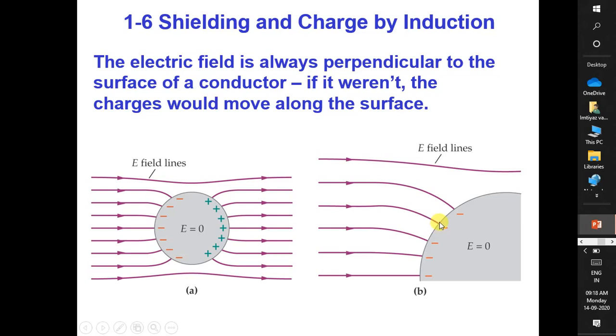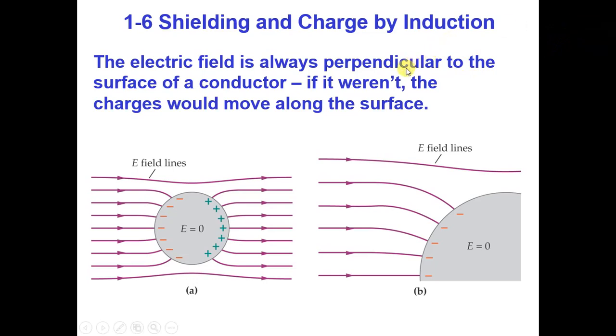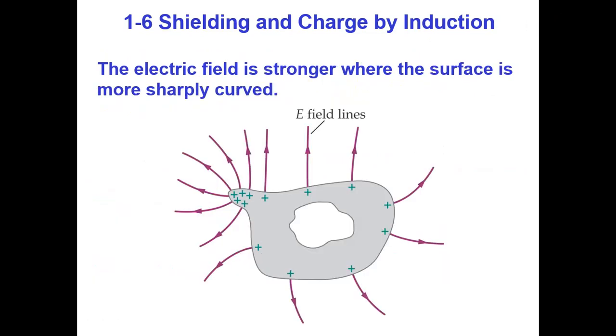So the electric field is always perpendicular to the surface of a conductor. If it weren't, the charge would move along the surface. So this is our basic phenomenon.